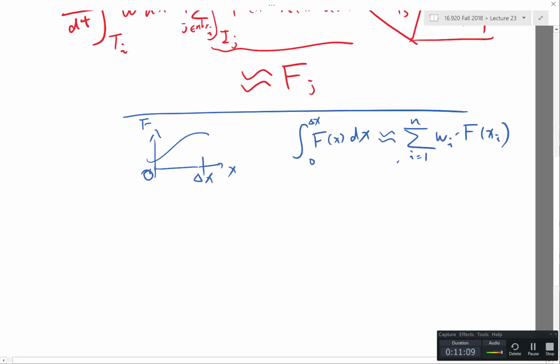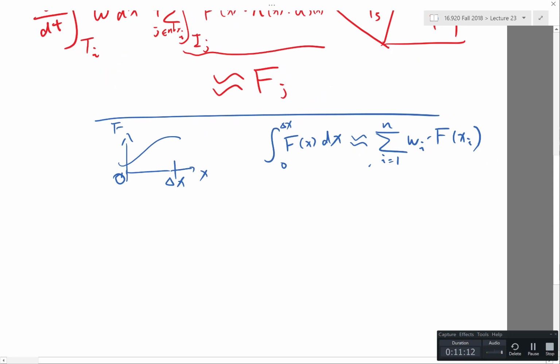So the polynomial approximation of f(x) determines what's the order of accuracy, right? So for example, if you use a single point, so if n is equal to 1, then this Gauss quadrature is going to be exactly equal to the integral from 0 to delta x of the best linear approximation to this f of x, right? So let me just write f linear approximation of x dx.